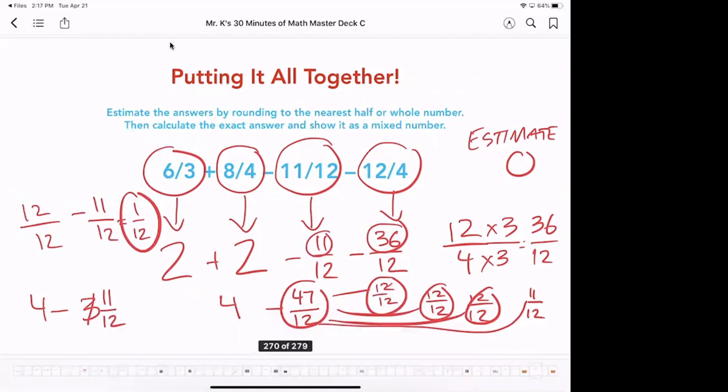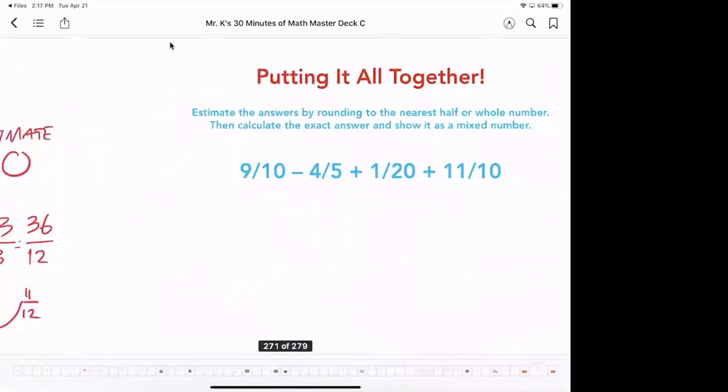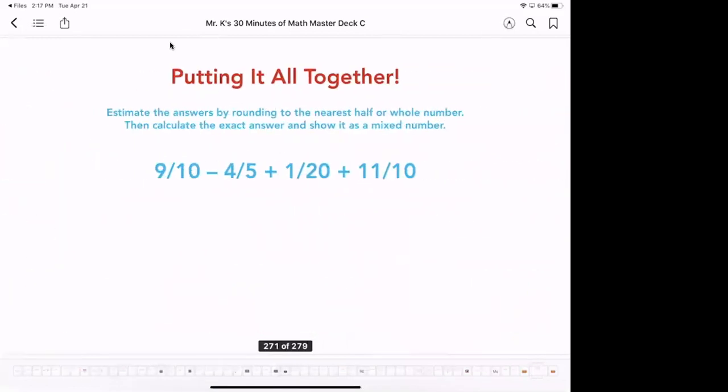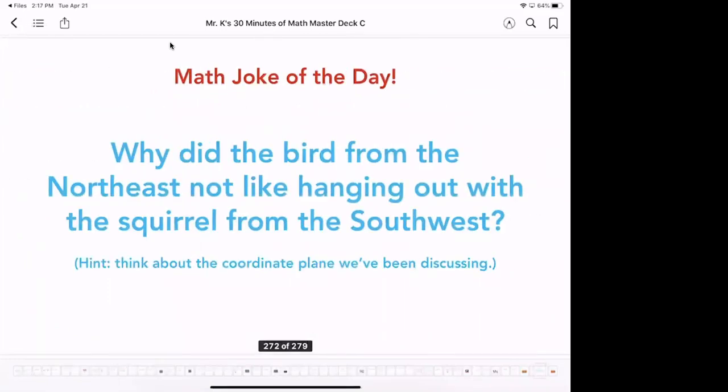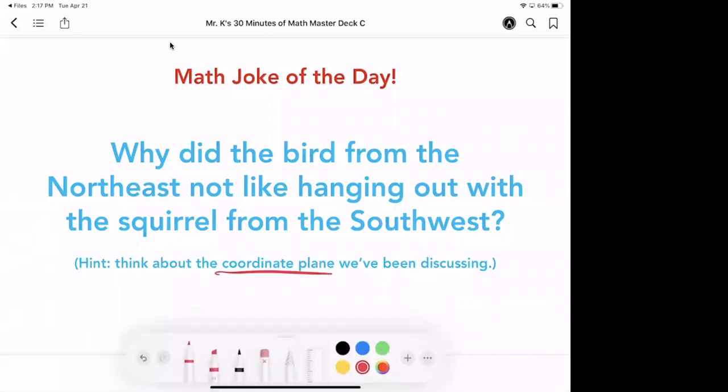All right, let's get to our joke of the day. Northeast, not like hanging out with the squirrel from the southwest. And you have to think about the coordinate plane we've been discussing. Remember this thing? To come up with the answer. All right, go ahead, take a second. Let me do our Jeopardy music again to give you about 30 seconds to think it over.